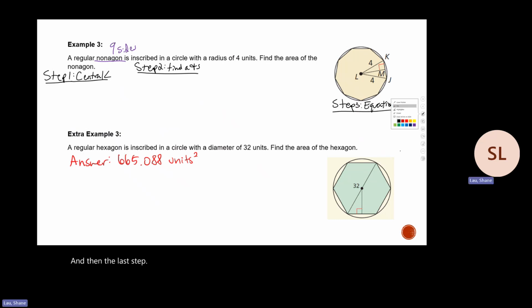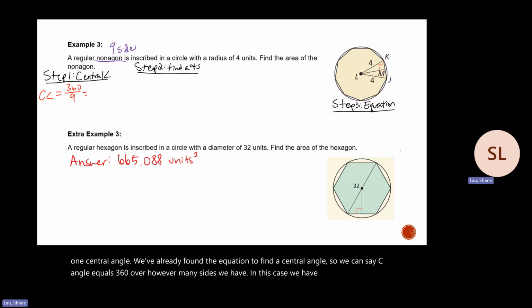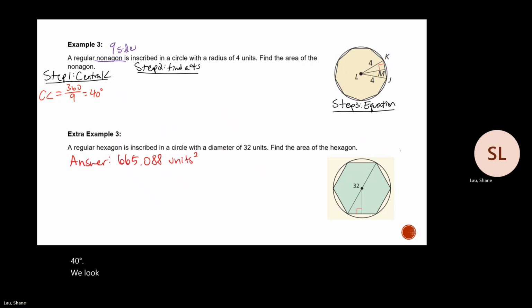I'll break up the steps with some distinct coloring as well, just so you can see everything. Step 1, central angle. We've already found the equation for a central angle. So we can say the central angle equals 360 over however many sides we have. In this case, we have 9. We divide that out, and we get 40 degrees. So our central angle is 40 degrees. Looking at our diagram, this angle right there is 40 degrees.